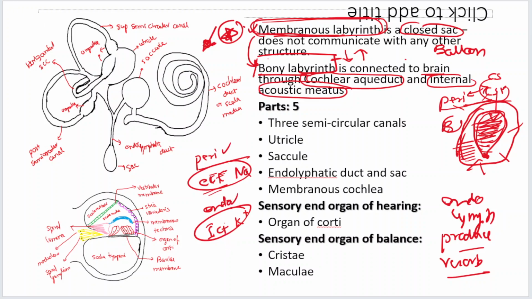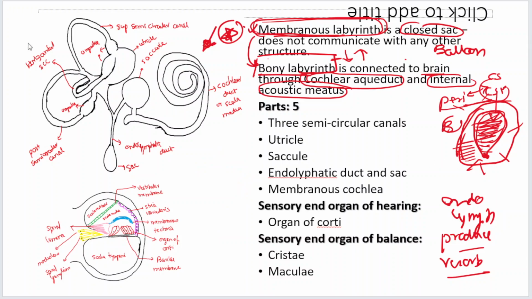So I want you to understand that there is a difference between this bony labyrinth and membranous labyrinth. Bony labyrinth is bigger and membranous labyrinth is smaller. Bony labyrinth is filled up with a fluid called the perilymph, and membranous labyrinth is filled up with a fluid called endolymph. Okay, the parts of this membranous labyrinth, there are 5 parts of the membranous labyrinth.